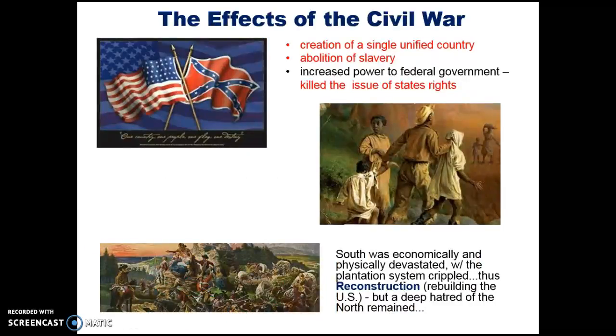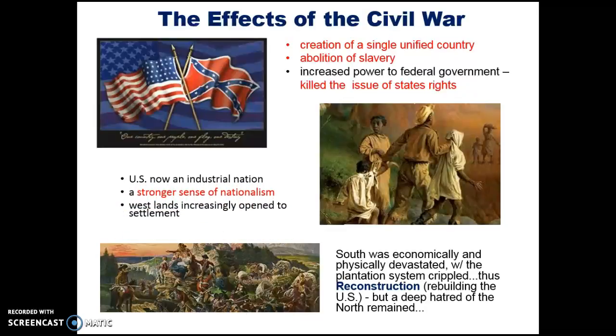So what were the effects? It was the creation of a single unified country. It was the abolishment of slavery with the 13th Amendment. You're going to have the increased power of the federal government. It killed the whole issue of states' rights. The United States is now an industrial nation. We have a stronger sense of nationalism. The West is increasingly open to settlement.